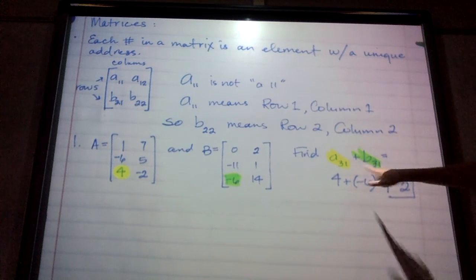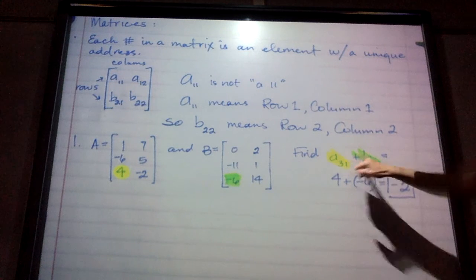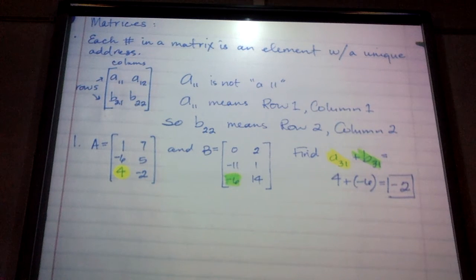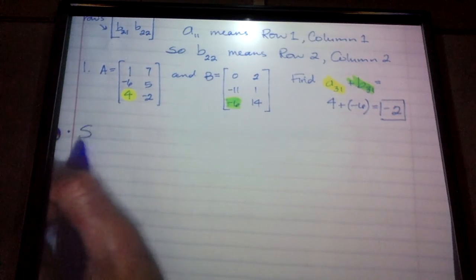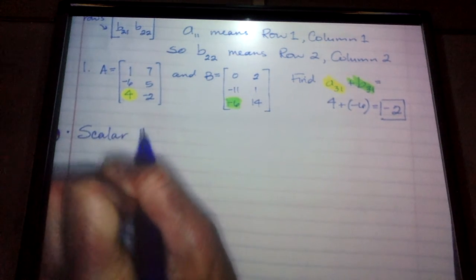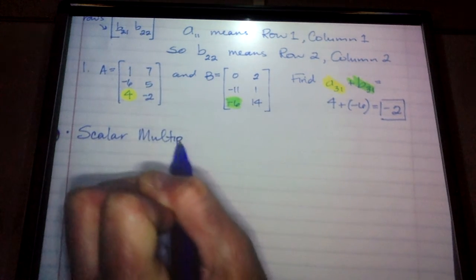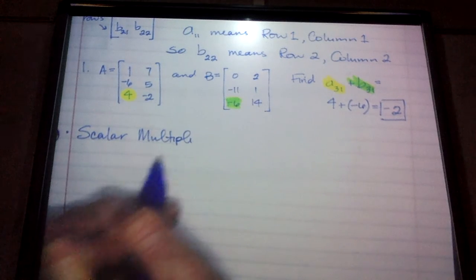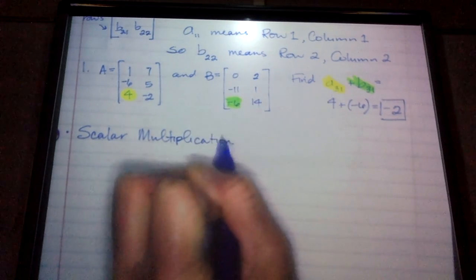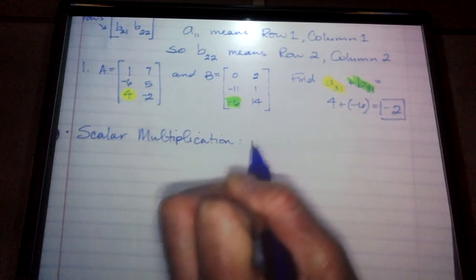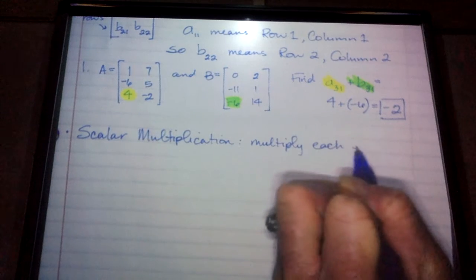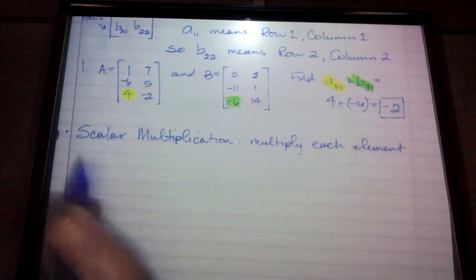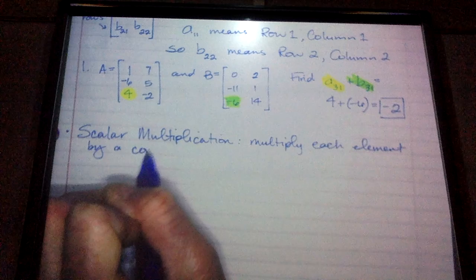So if you see that in your homework or on a test, it's referring to the address or position of the number. The next part I failed to cover, I skipped right over it because I was going fast, is scalar multiplication. That's when we multiply each element by a constant.